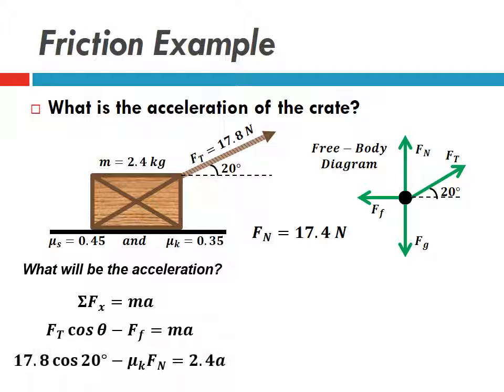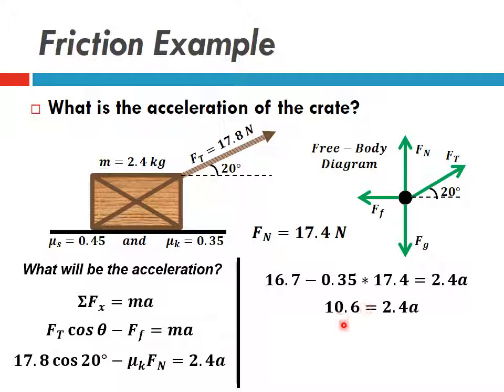So we put in our force of tension times cosine of 20 degrees, because that's the horizontal component of the tension force, minus the force of friction going in the opposite direction. Now we're going to be using the coefficient of kinetic friction times the normal force. The normal force we already found to be 17.4. So we plug in that 17.8 cosine of 20 degrees, which was 16.7, and subtract the coefficient of kinetic friction, 0.35, times 17.4, and that's going to be equal to our mass, 2.4, times acceleration. Figuring out this side of the equation, we get 10.6.